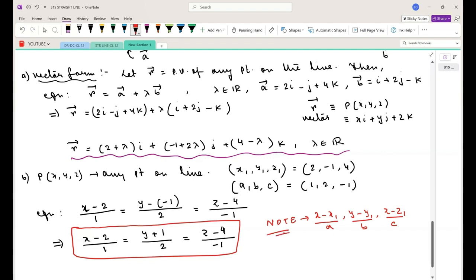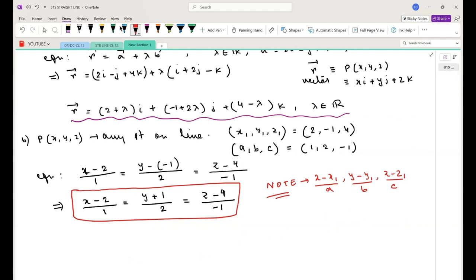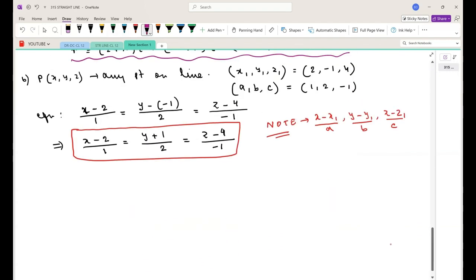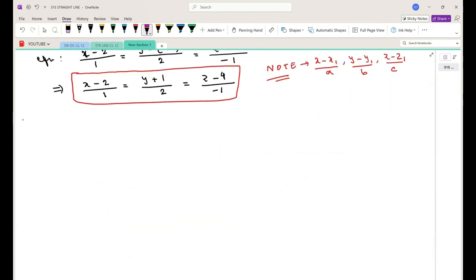Now you have this sum completed both in the Cartesian and the vector form. Let's go to the next sum. Sum number 2.